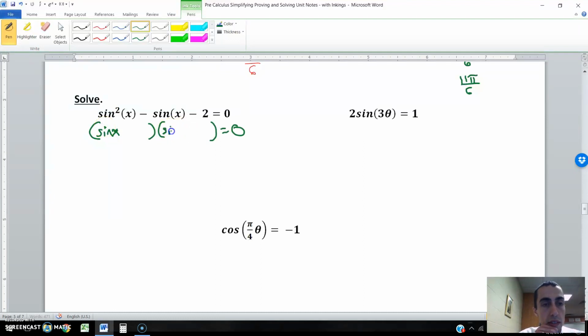We take sine of x and put it in the first spot. Then I see a minus 2 here, so I'm going to do a minus 2 times a plus 1. I could mentally FOIL that out and see if it works. Got sine times sine is sine squared. Outer product is plus sine x. Inner product is minus 2 sine x, and when you combine those, it gives us the middle term. And last, minus 2 times plus 1 is minus 2. So it checks. Alright, so then let's set each of these factors equal to 0 and solve.